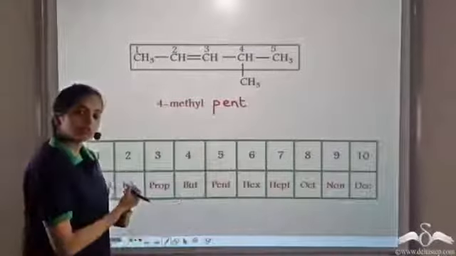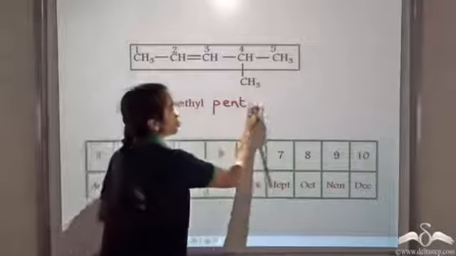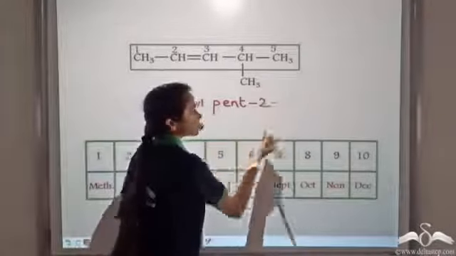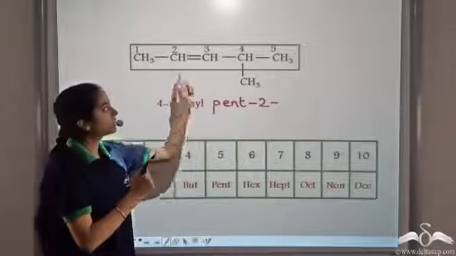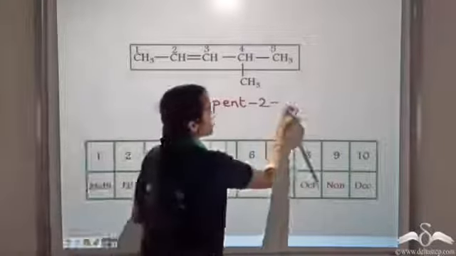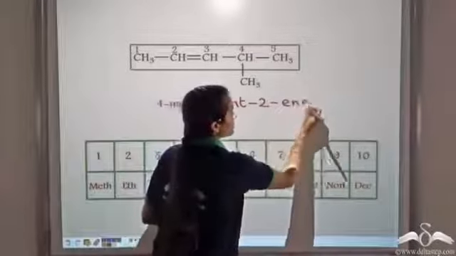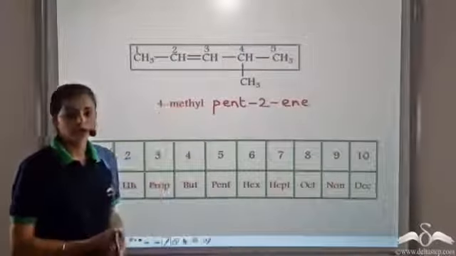Then we look at the position of the functional group. The position of the functional group is position number 2. And in order to name the suffix, we look at the functional group, which is the double bond. So we know it is an alkene. So the suffix is -ene. So this is the IUPAC name of this organic compound.